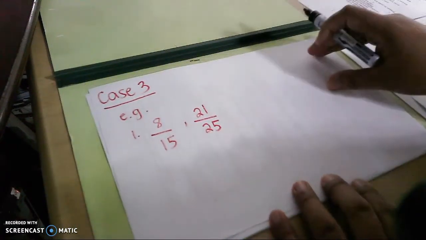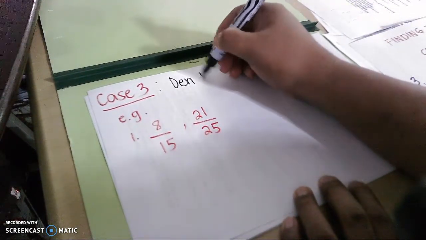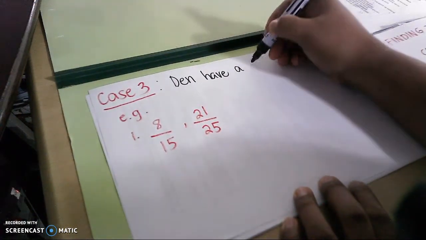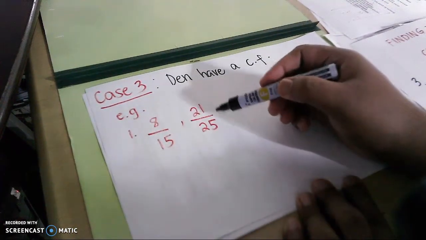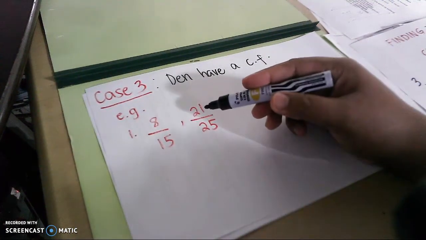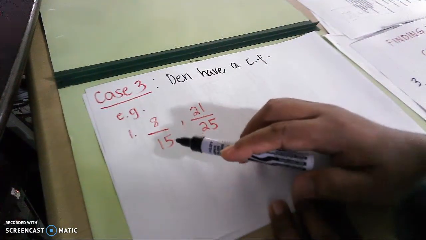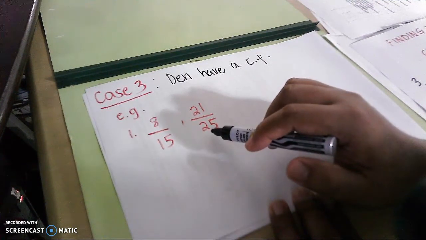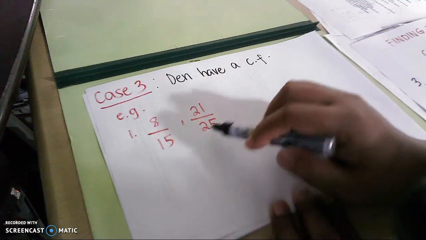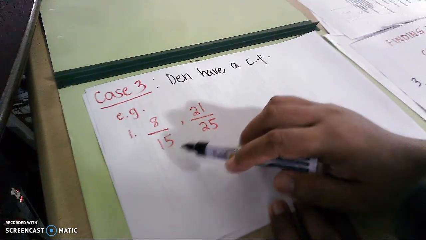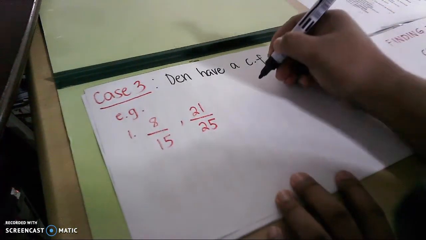And for the last case, the denominators have a common factor. Let's look at this one. We have 8/15 and 21/25. If you check case 1 here, it's not applicable because 15 and 25 have a common factor. If you check case 2, it's not applicable also because 25 is not a multiple of 15. In this case, the only choice we have is to use the continuous division. How do we do it?